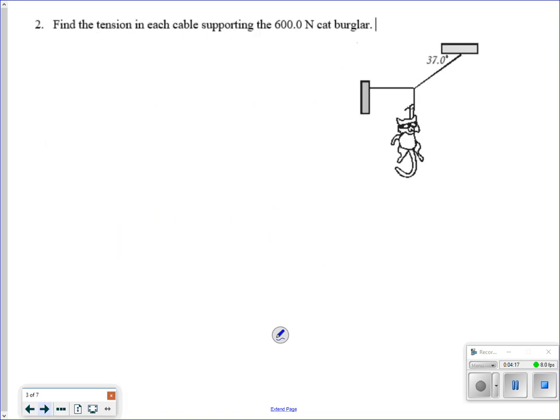Let's move on to our next one. Find the tension in each cable supporting the 600 Newton cat burglar. The first thing I want you to notice is that it's given to you in newtons, not in kilograms. So that's really helpful. That means that we already know it. It's 600 newtons. I don't have to do anything fancy there.